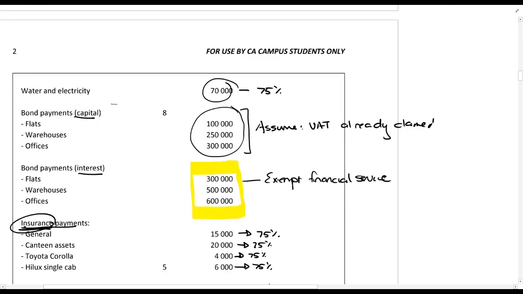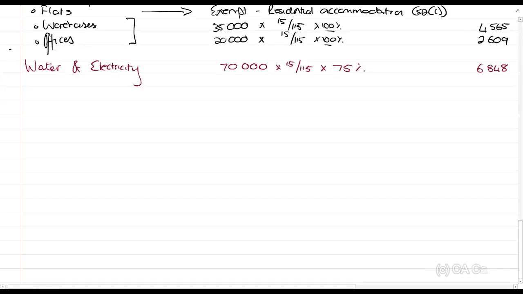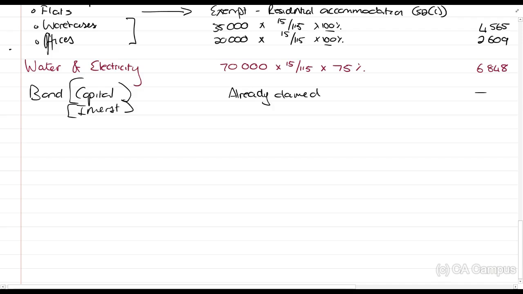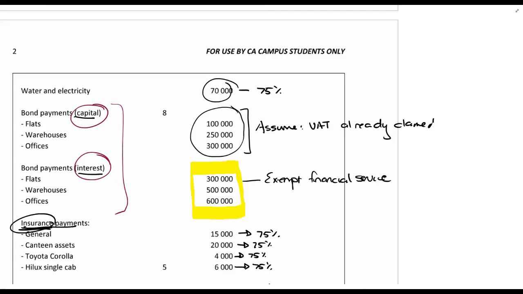Okay, then we have the bond payments, the capital and the interest. So remember, this is just for now. The bond capital, I was going to say already claimed. So the question tells us that, so there's nothing. And then the interest is important for you to just see it's an exempt financial service. So section 12A says there's nothing.